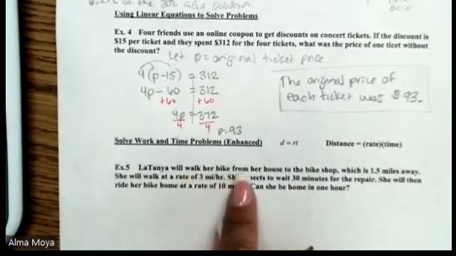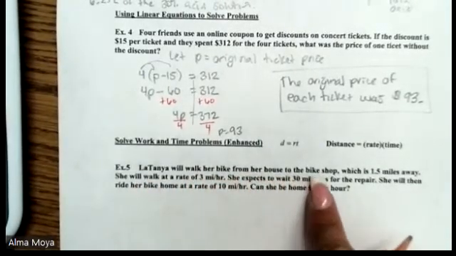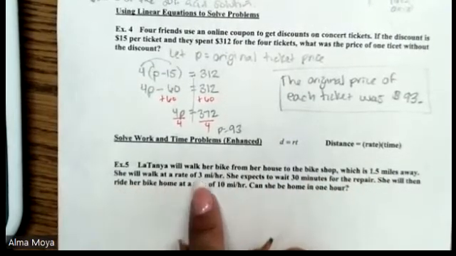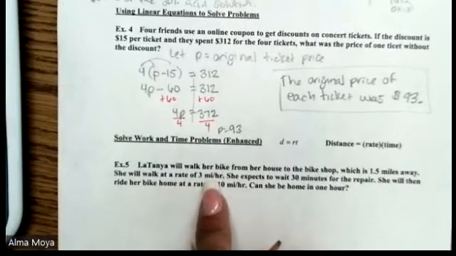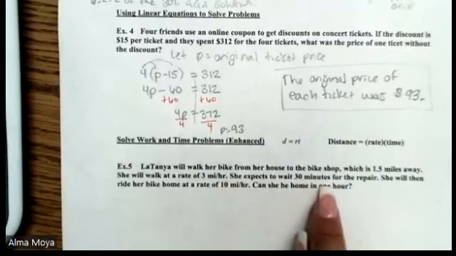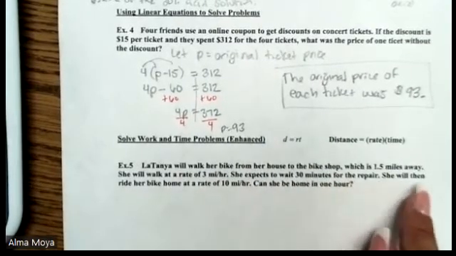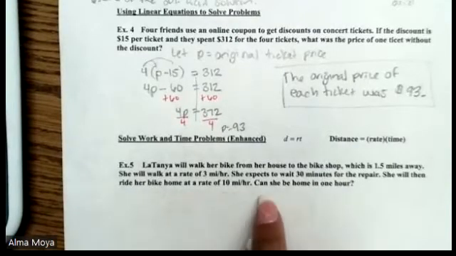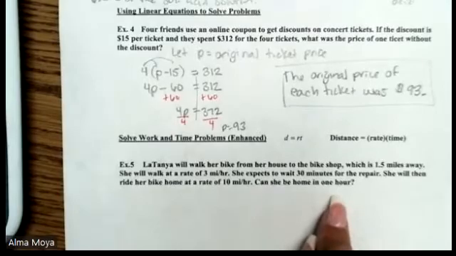LaTanya will walk her bike from her house to the bike shop, which is 1.5 miles away. She will walk at a rate of 3 miles per hour. So basically, in 1 hour, she can cover 3 miles. She expects to wait 30 minutes for the repair. She will then ride her bike home at a rate of 10 miles per hour. Can she be home in 1 hour?